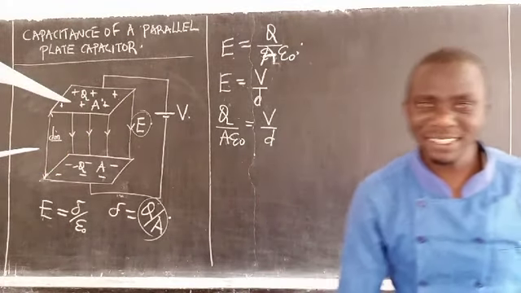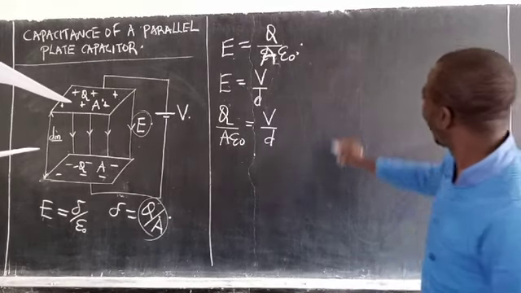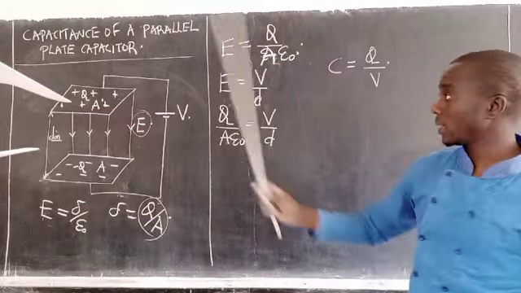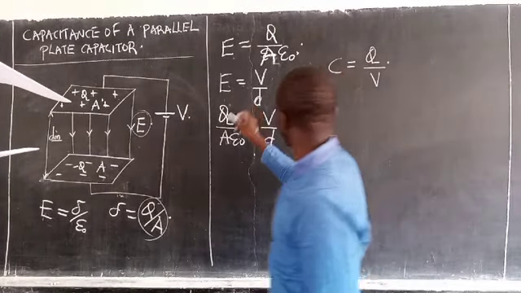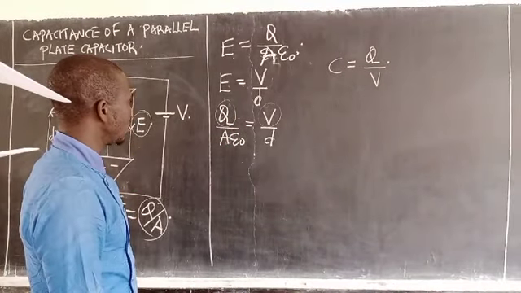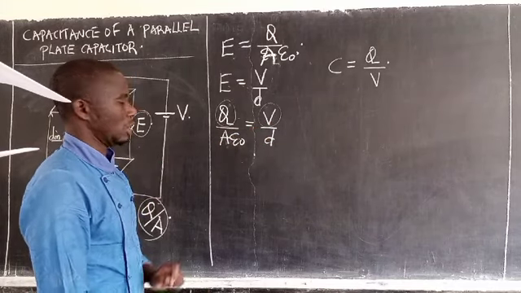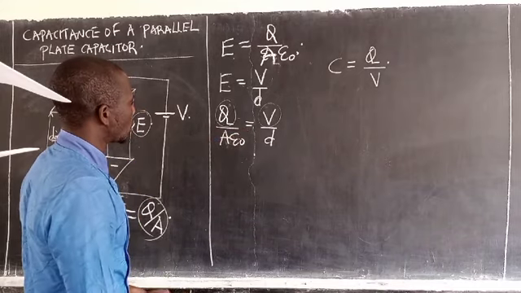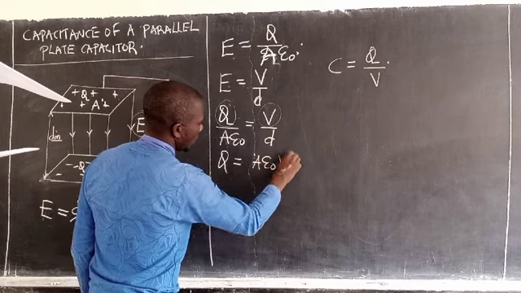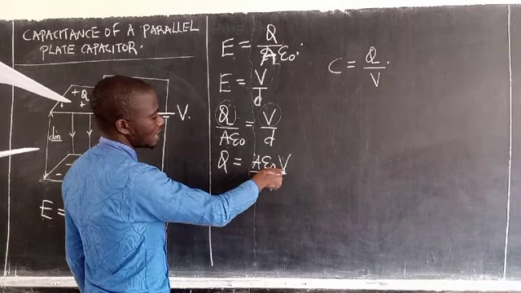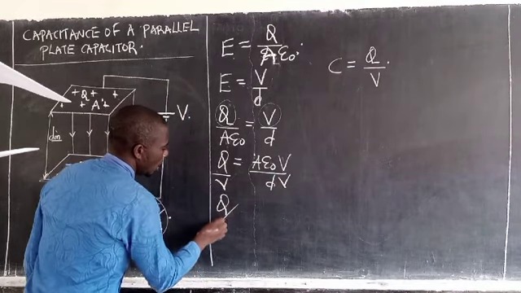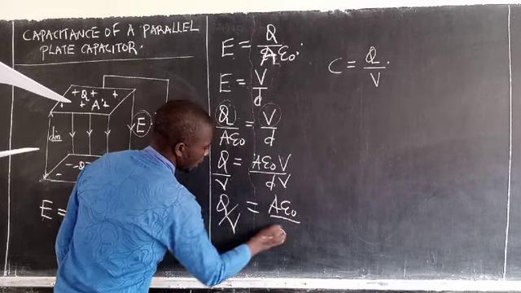Remember, what is capacitance? That's what we are looking for. We know that capacitance is the ratio of the magnitude of charge Q to the potential difference V. So how can we get Q over V? It is as simple as cross multiplying, so Q equals A epsilon naught V over d. Dividing by V both sides, I remain with Q over V equivalent to A epsilon naught over d.